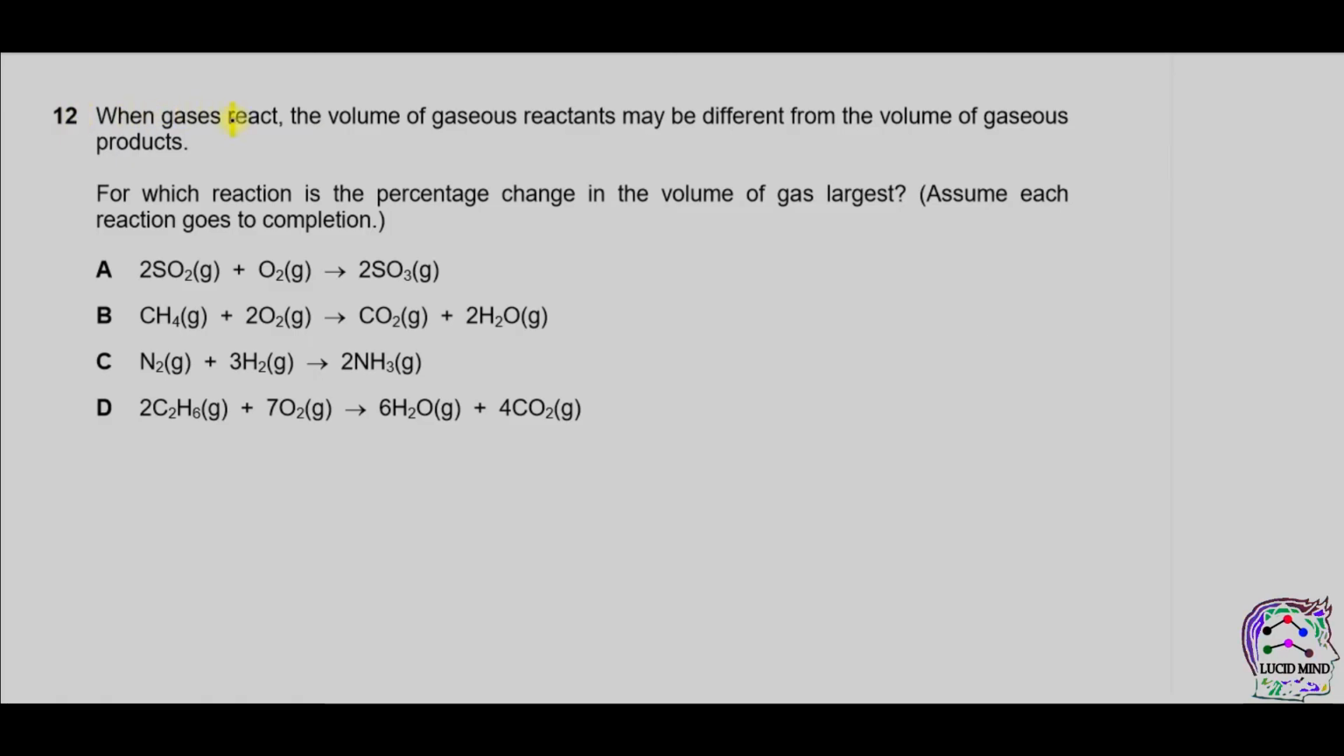Question 12. When gases react, the volume of gaseous reactants may be different from the volume of gaseous products. For which reaction is the percentage change in the volume of gas largest? Assume each reaction goes to completion. Now we can find the volume change by subtracting the volumes on the reactant side and on the product side. So change in volume is equal to the volumes of reactants minus volume of products.